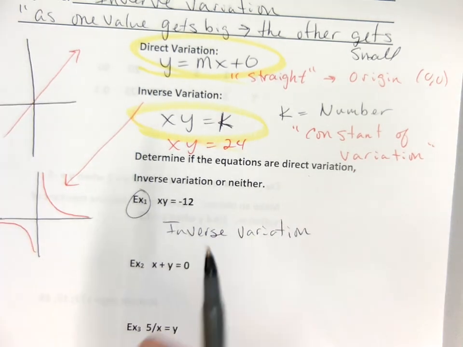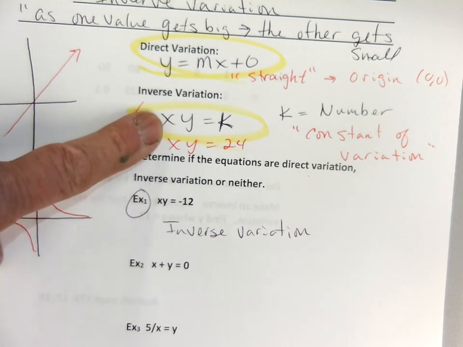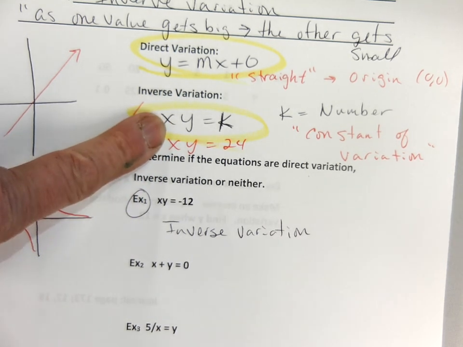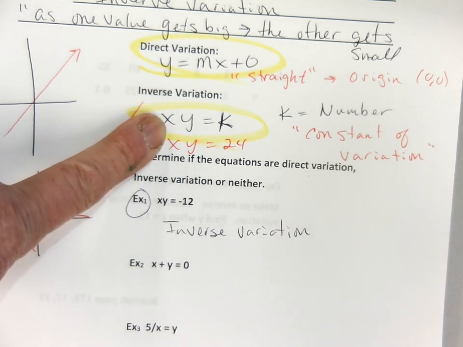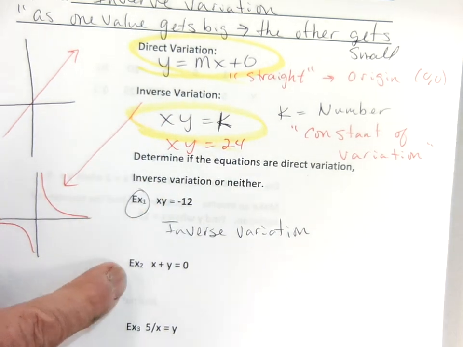Because it's x times y equals a number, okay? Thumbs up on that. Looks just like this, doesn't it? Looks just like this, okay? Good. All right, and then example 2.